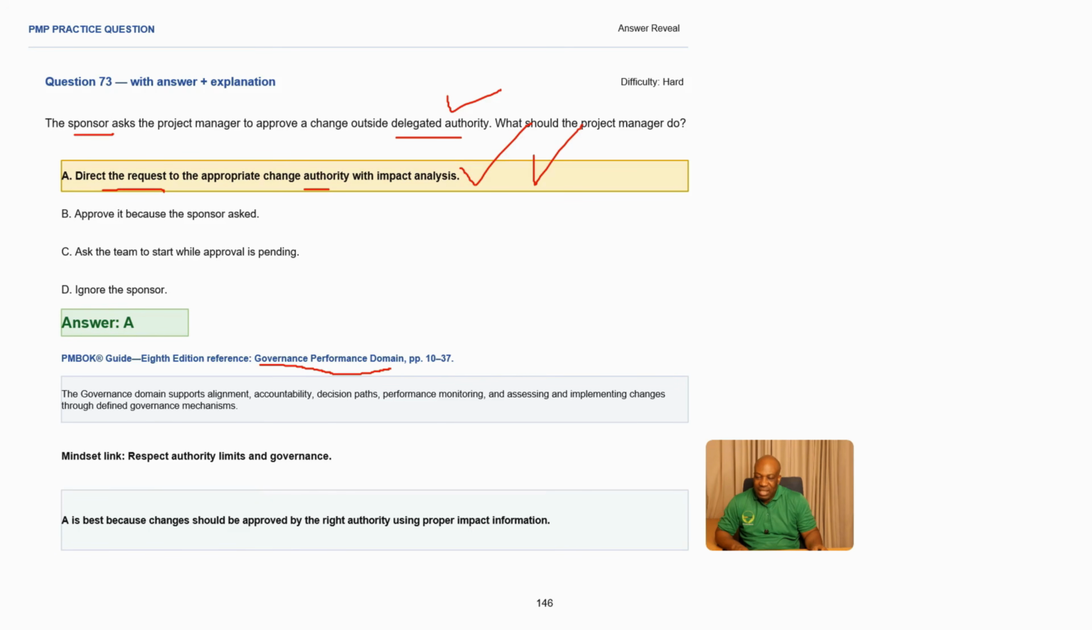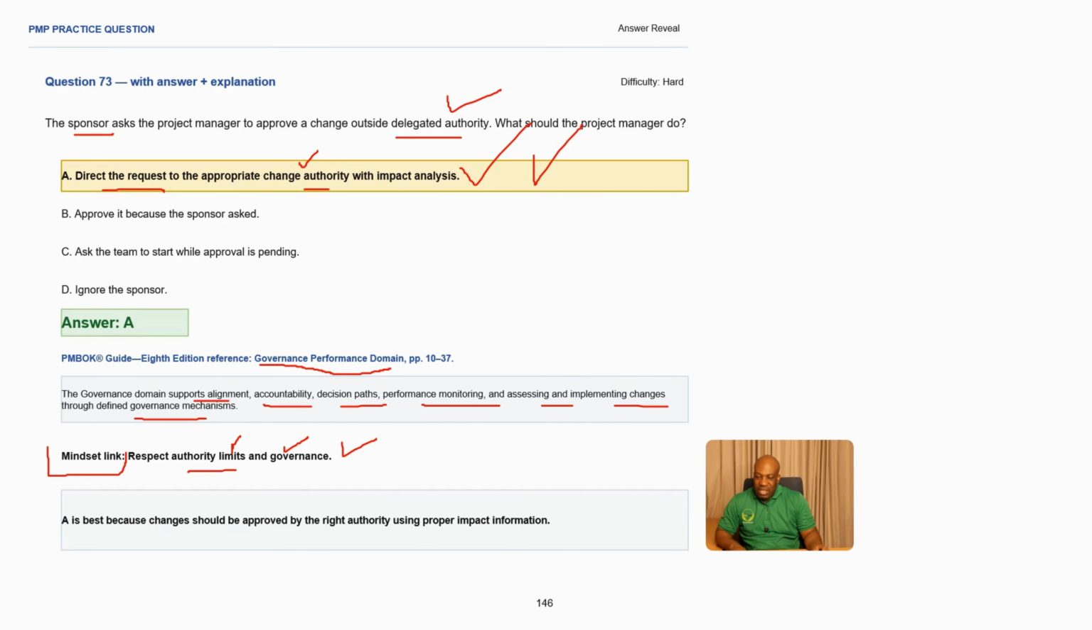What does it say? It says it supports alignment, accountability, decision path, performance monitoring, assessing, implementing changes, and also governance mechanism. So in this case, this is where we are talking of our governance mechanism. It has to go to the right change authority. And the best mindset to apply to this particular scenario is respect authority limits and also governance. This is very important. In a project environment, you should respect your limits as a project manager.